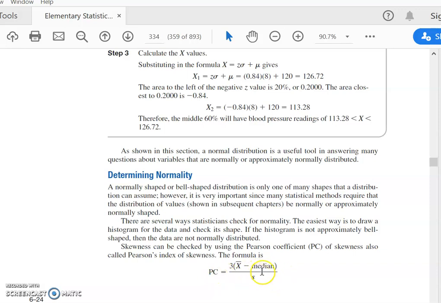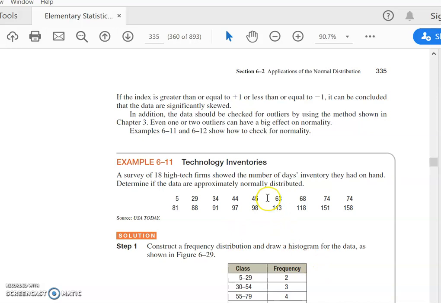So as the sample mean, X bar, gets further and further away from the middle point, the median, Pearson's coefficient gets bigger and bigger. And then the yardstick that we use, what kind of units are we using, is the standard deviation. Are we talking 1 standard deviation, 2 standard deviations? Are we talking a half of a standard deviation? That's the yardstick that we use. Well, what's the criterion that we use? If the index, this PC, is greater than or equal to +1 or less than or equal to -1, it can be concluded that the data are significantly skewed. So you probably wouldn't want to use the normal distribution.